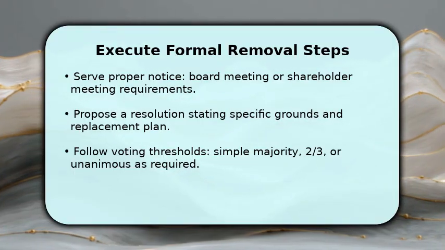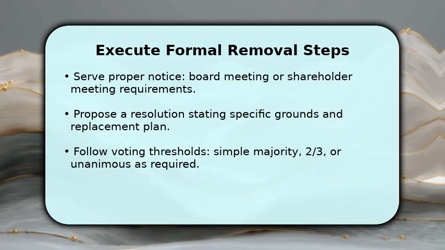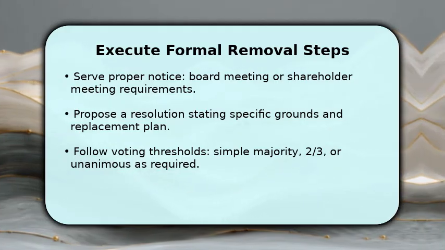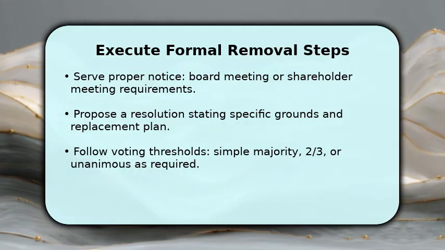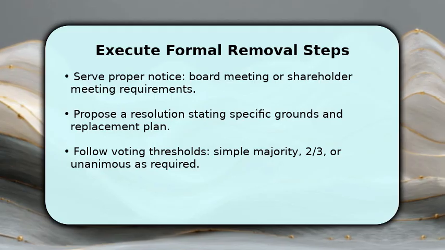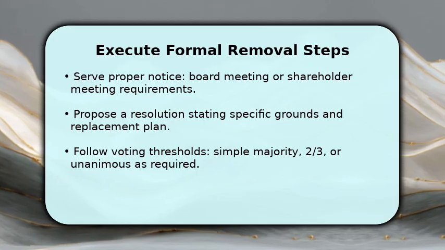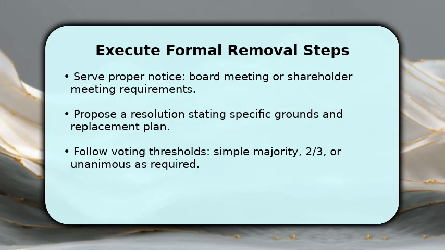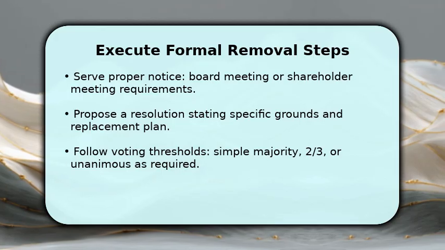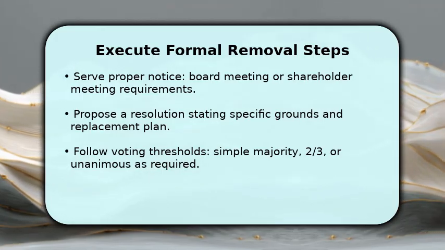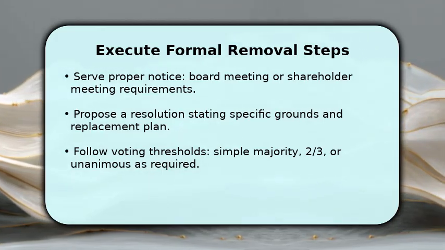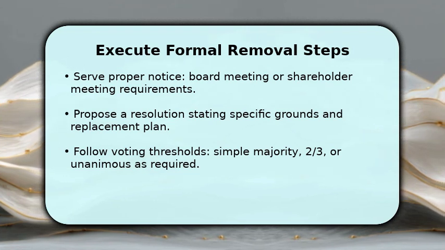Once notice is given, present the documented grounds clearly, state facts, not rhetoric, and explain the replacement process and transition timeline. If a replacement auditor is preselected, introduce them and outline continuity steps for interim work and access to records. Make sure voting procedures are observed exactly. If a special majority is required, confirm proxies and quorum before calling.